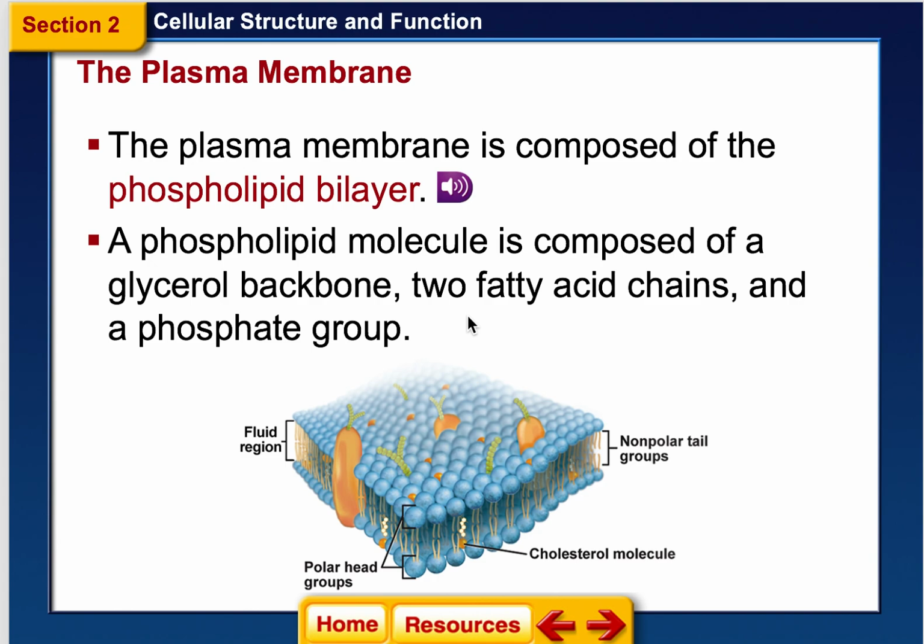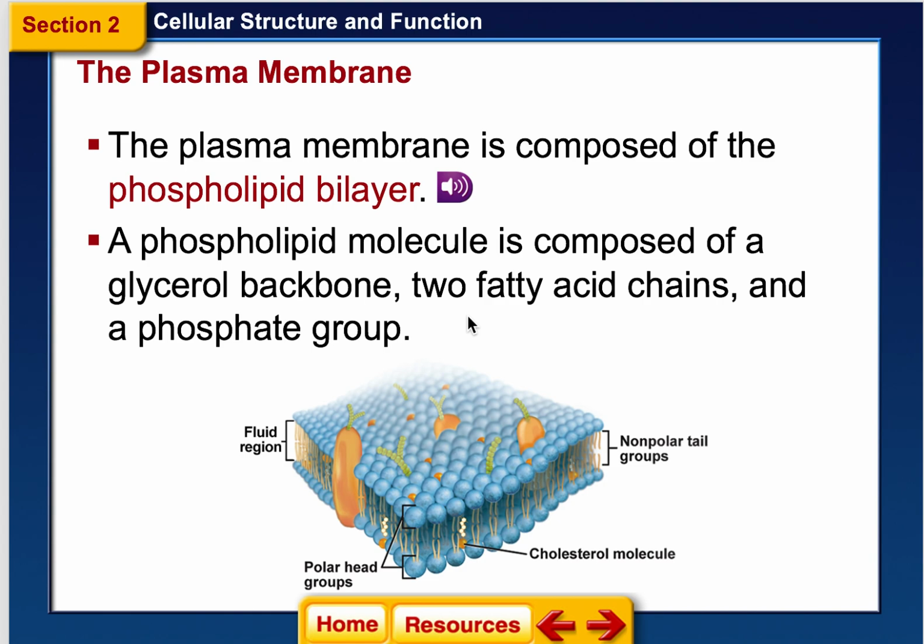The plasma membrane itself is composed of this phospholipid bilayer. The phospholipid bilayer is a lipid, guys. So when you're thinking about this bilayer, you have to remember that there aren't monomers that make lipids up. And because this is a phospholipid bilayer, there is a glycerol backbone and two fatty acid chains.